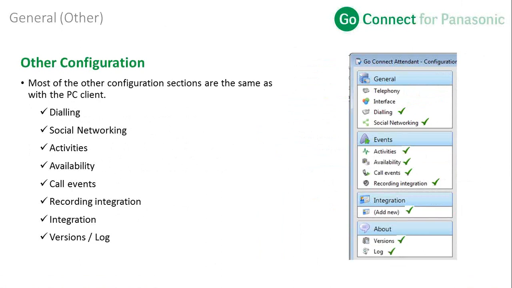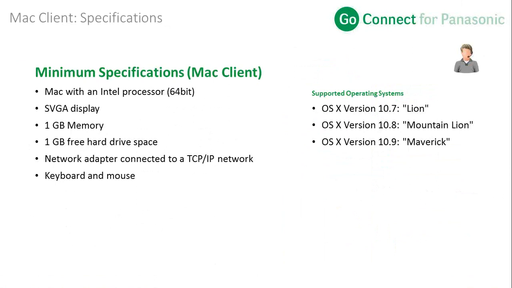As you can see here on this slide, lots of tick boxes that says this works fine. We've covered it all on the PC. Therefore, you can refer back to the PC configuration options to find out about social networking or activities, availability, that kind of thing. So that means we've done the attendant, we can now go to the Mac client. I think that's probably the quickest I've ever done the attendant presentation, so that's quite nice. Just looking at the time now, yeah, we're fine.